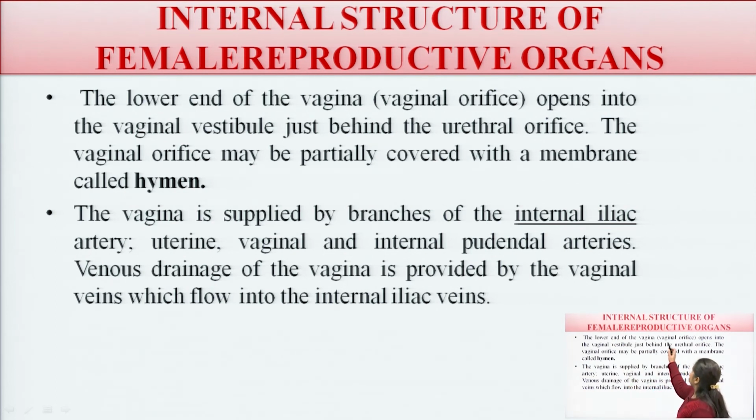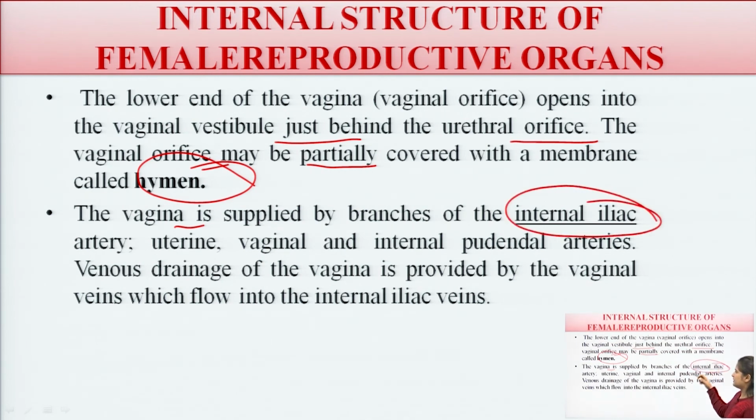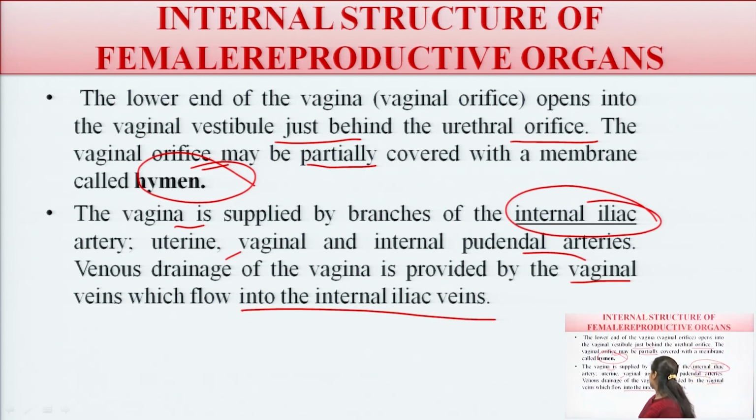The lower end of the vagina opens into the vaginal vestibule just behind the urethral orifice. The vaginal orifice may be partially covered with a membrane known as the hymen. The vagina is supplied by branches of the internal iliac artery, that is the uterine, vaginal and internal pudendal arteries, and by the vaginal veins which flow into the internal iliac veins.